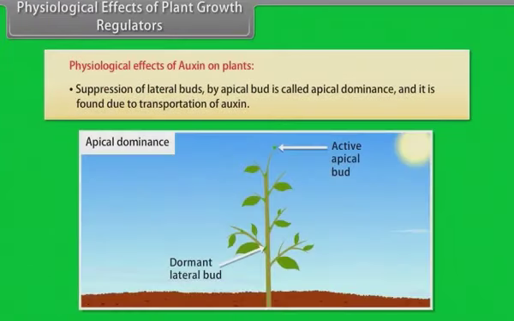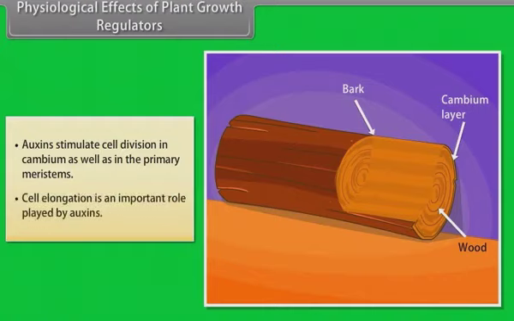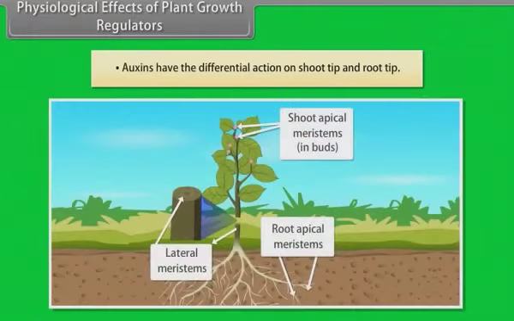Physiological effects of auxin on plants. Suppression of lateral buds by the apical bud is called apical dominance, and it is due to transportation of auxin. Auxin stimulates cell division in the cambium as well as in the primary meristems. Cell elongation is an important role played by auxins. Auxins have differential action on shoot tip and root tip.